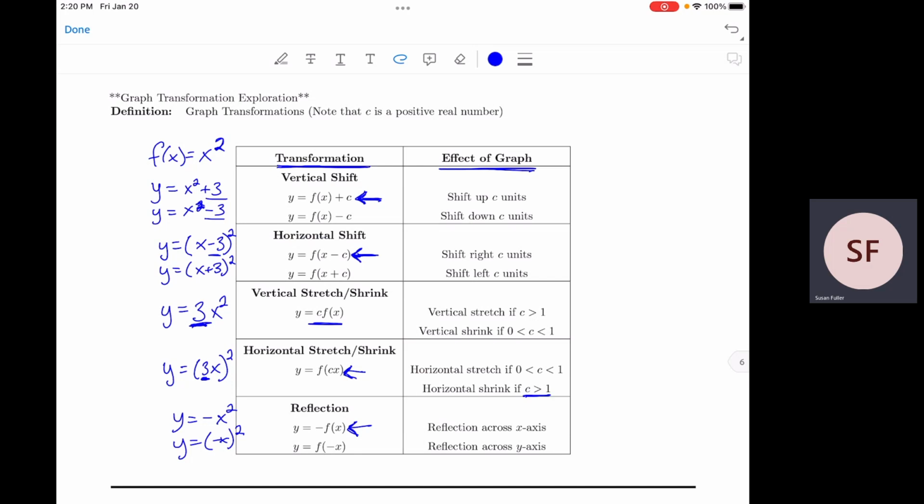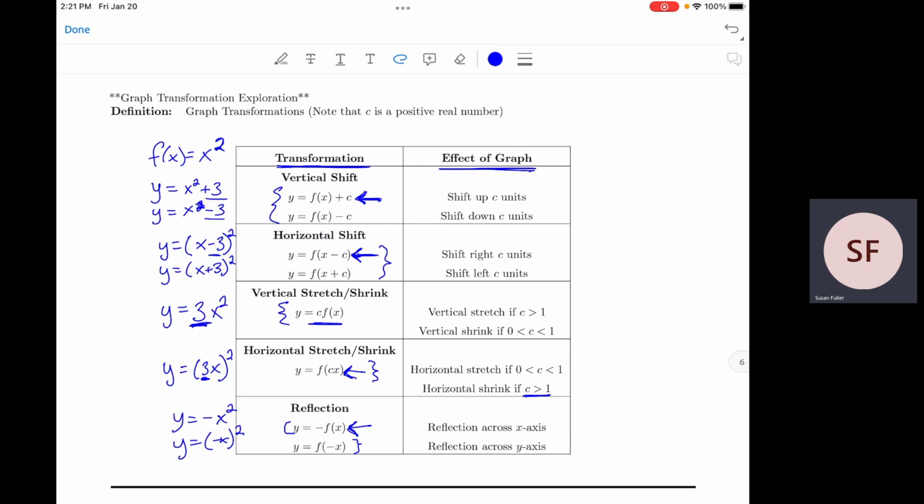Again, anything where the constant c or the negative is happening on the outside of a function, like these, these are all going to be vertical changes. So you either shift up and down vertically, you stretch or shrink vertically, or you reflect up and down over the x-axis. Anything where you have the constant happening on the inside with x, like this one, or here the negative is on the inside, these are going to be horizontal changes.